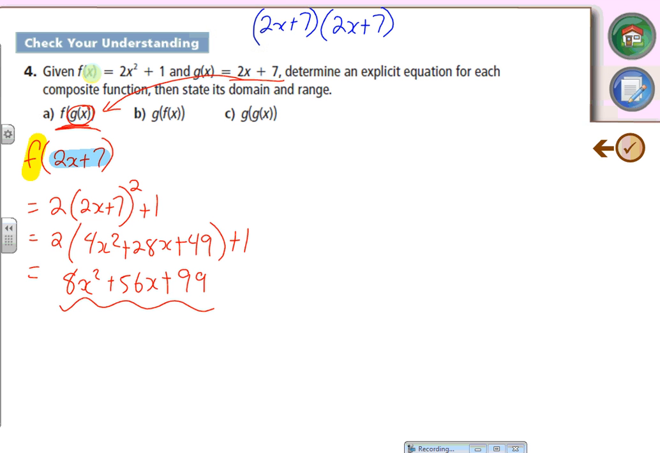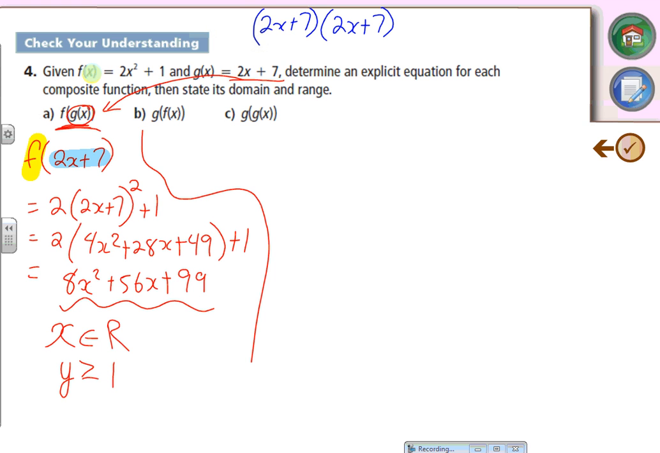Domain and range. This is a parabola. Any parabola is all real numbers for the domain. But the range, again, plug it into your calculator. Look at where the vertex is. Is it opening up? Is it opening down? This one's opening up, leading coefficient. And then we would look and say, from the graph, where is the vertex?